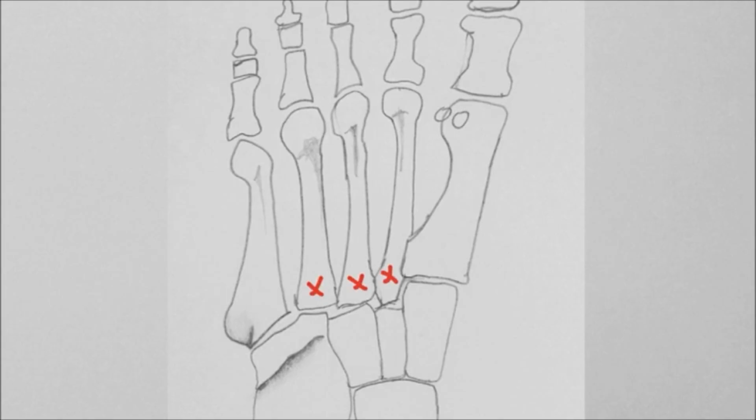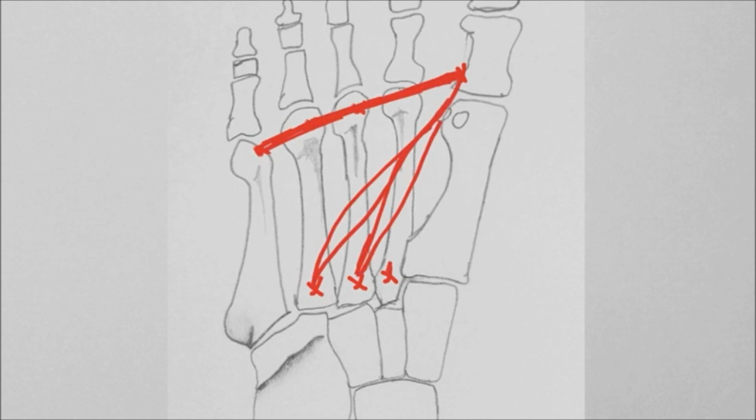Alongside it, adductor hallucis has two heads, an oblique head from the base of metatarsals 2 to 4, and a transverse head from the MTP joints of the outer three toes. Both heads insert on the lateral proximal phalanx of the hallux.